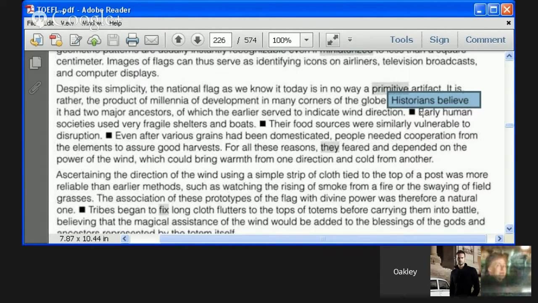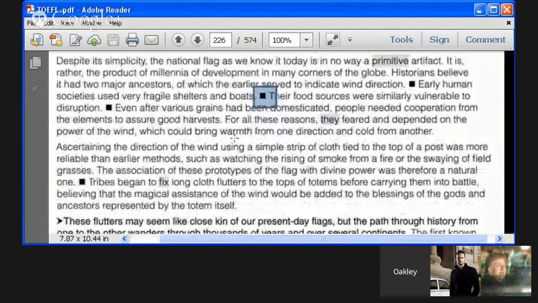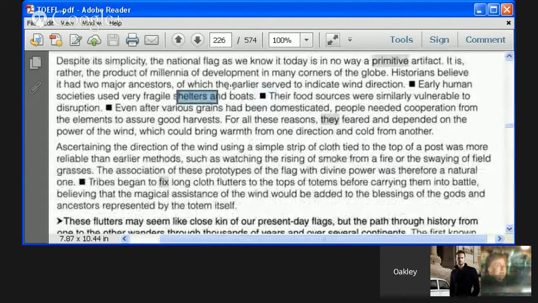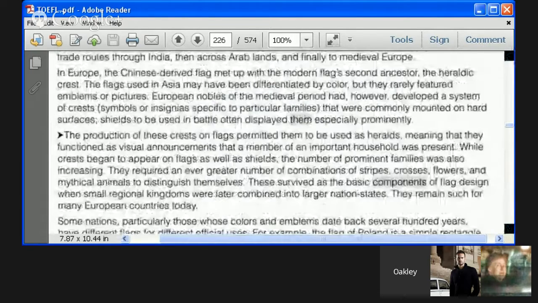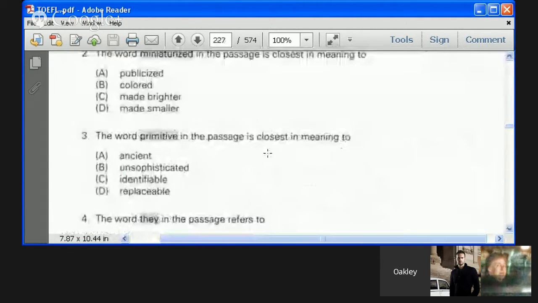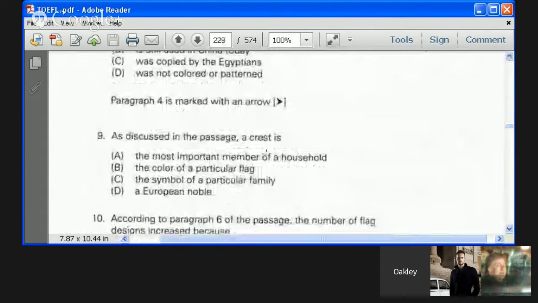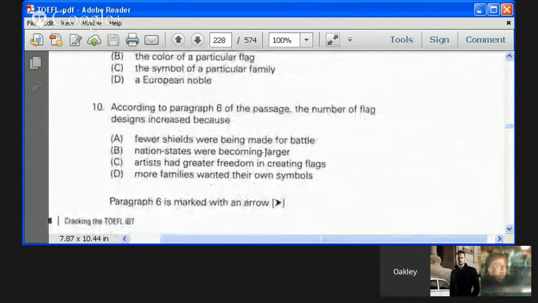Early human. Sorry. It was for. Oh, okay. And early human societies used very fragile shelters and boats. Therefore, wind could do damage. No. It has not mentioned the roof yet. Well, it mentions shelters, and it mentions boats. But not roof. Well, the most essential part of any shelter is the roof. That's why we build a shelter, to keep the rain out.